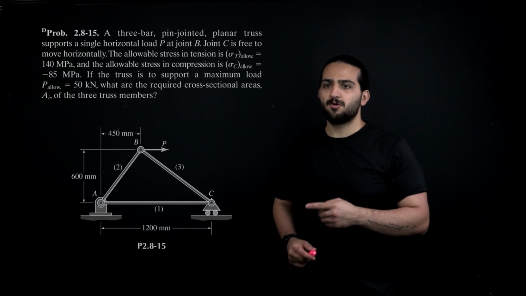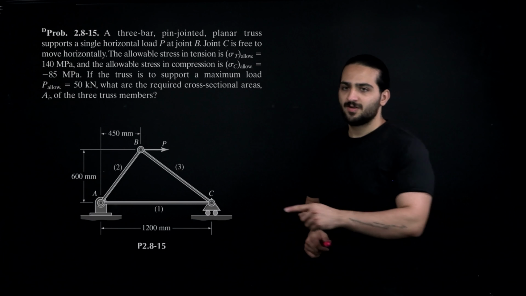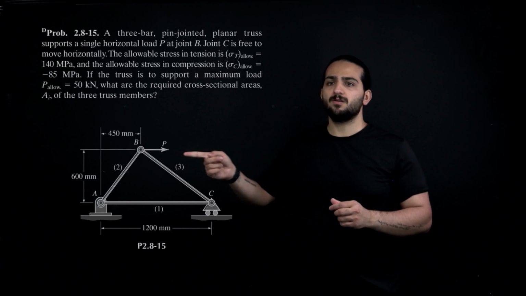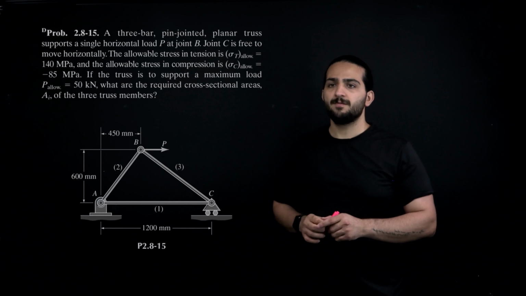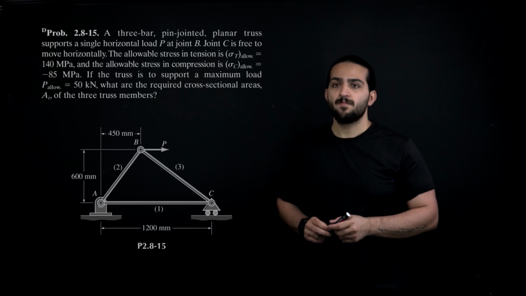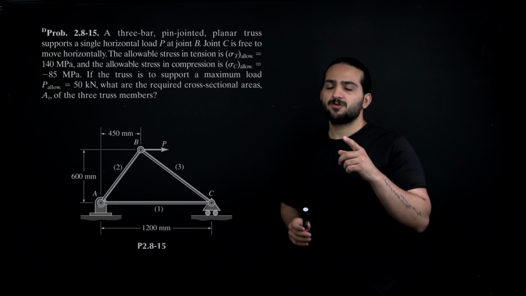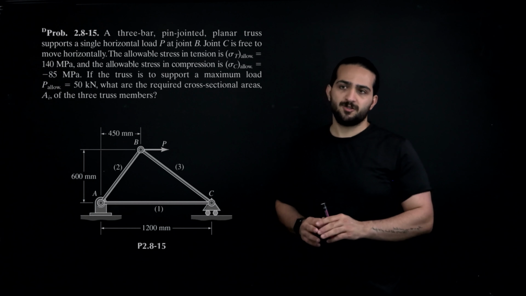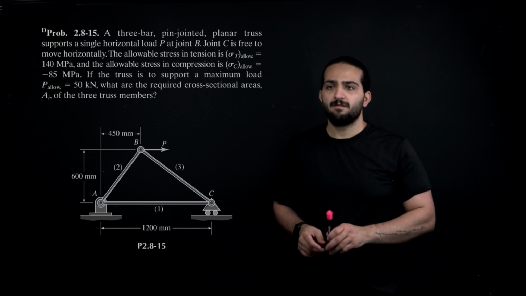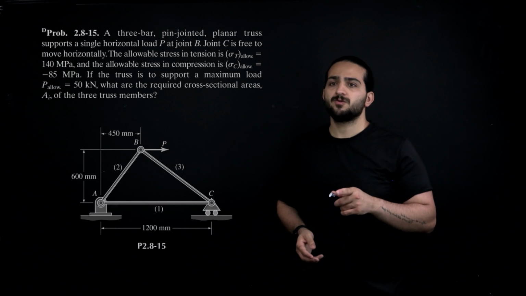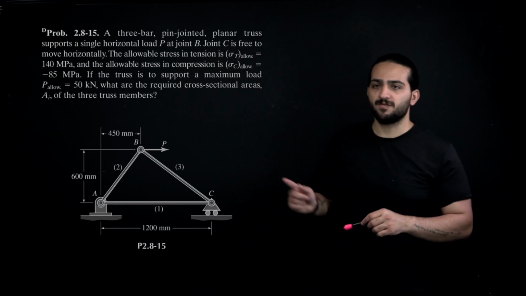Here you can see a 3-bar pin jointed truss. Support C is a roller support. Support A here is a pin support. A horizontal load P is applied to point B. The maximum load that can be applied to this point is 50 kilonewton. The allowable stress in tension and in compression for each member is given to us. For tension it is 140 megapascal and for compression it is minus 85 megapascal.